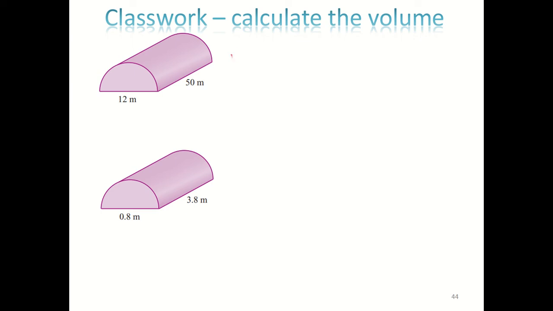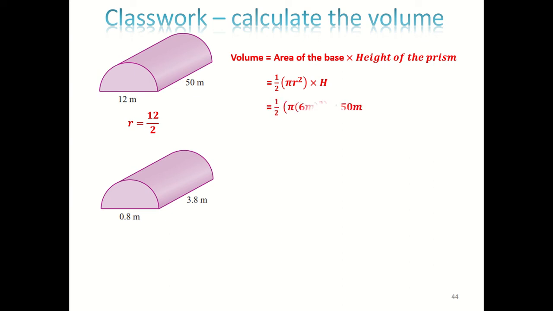The height is 50. So when I calculate the volume, I will simply take the area of the circle and multiply by half. Where there's r, I will substitute 12 over 2, and 12 over 2 is 6. And the height of the prism is 50, so where there's h, I will substitute 50. Half times 6 squared times 50 will give you 900 pi. 900 pi is simply 2827.43 cubic meters. Please note that your volume will always be in cubes.